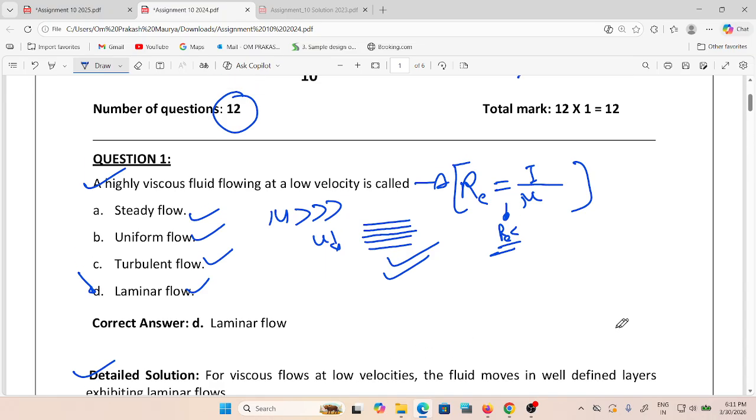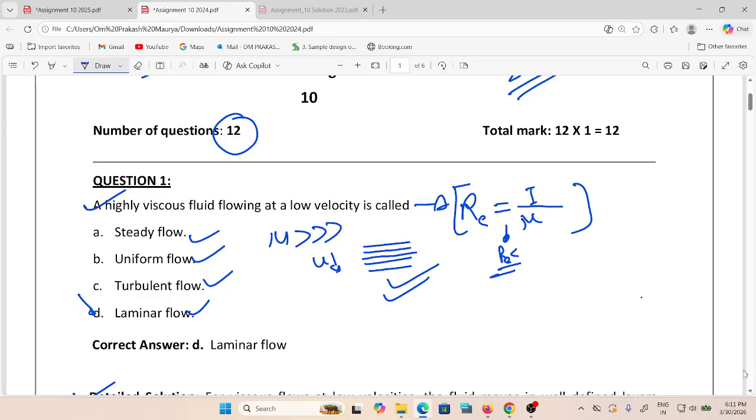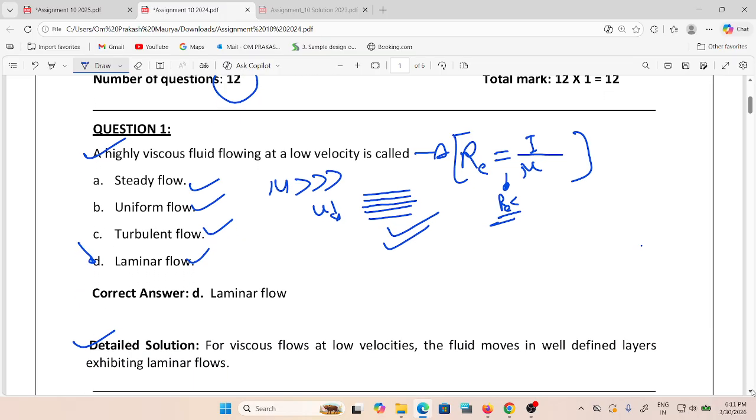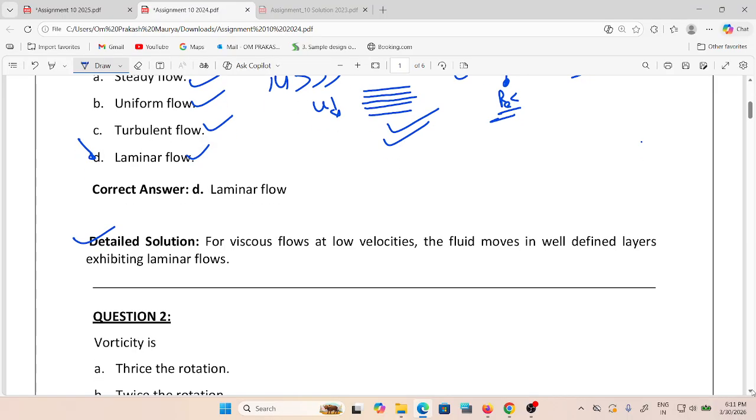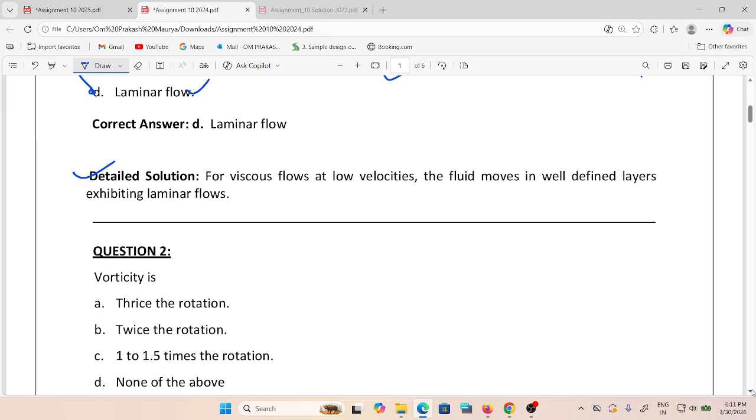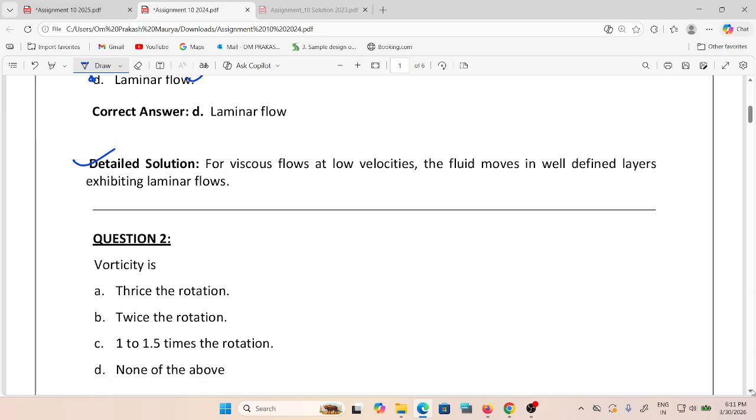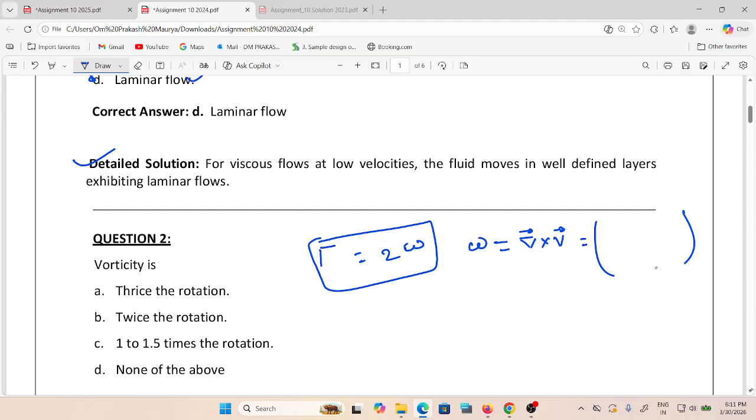Okay. So the next question is question number 2. The vorticity is, this question we have already solved. Vorticity is nothing but 2 times the rotation, and rotation is nothing but the curl. I will not explain more here, as I already discussed it in the 2025 previous year question.